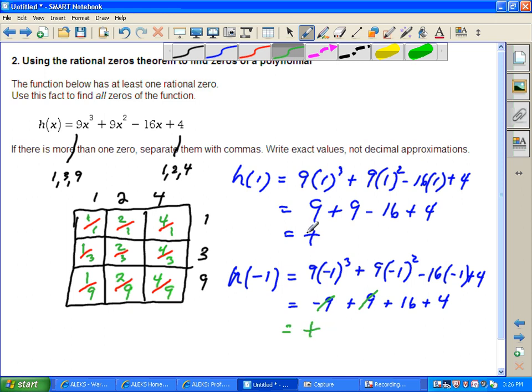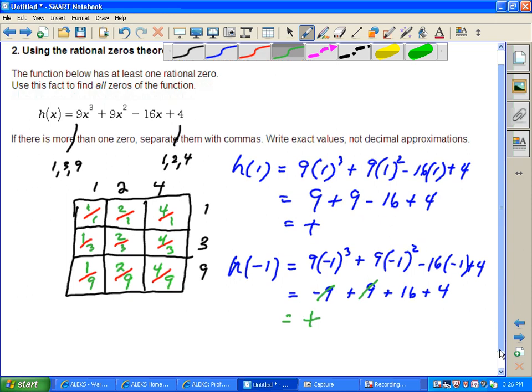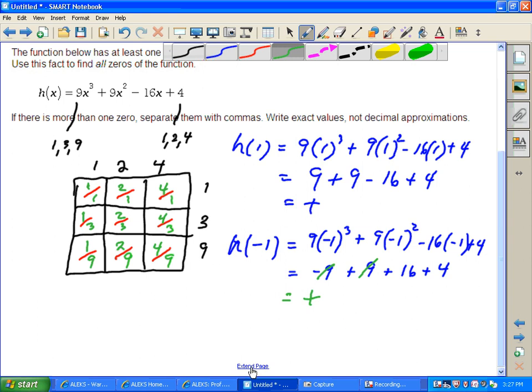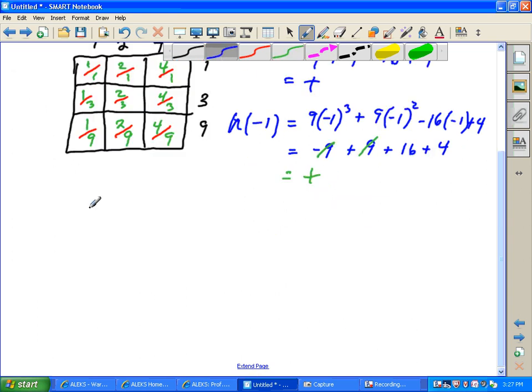So no 0 there, no 0 there. What's the next number we're going to try out? 2. So we'll try out positive 2, and hopefully it'll work. If it doesn't, then we'll try out negative 2. So once again, I can write out the function and go h of 2 equals 9 times 2 squared plus 2 cubed plus 9 times 2 squared minus 16 times 2 plus 4.